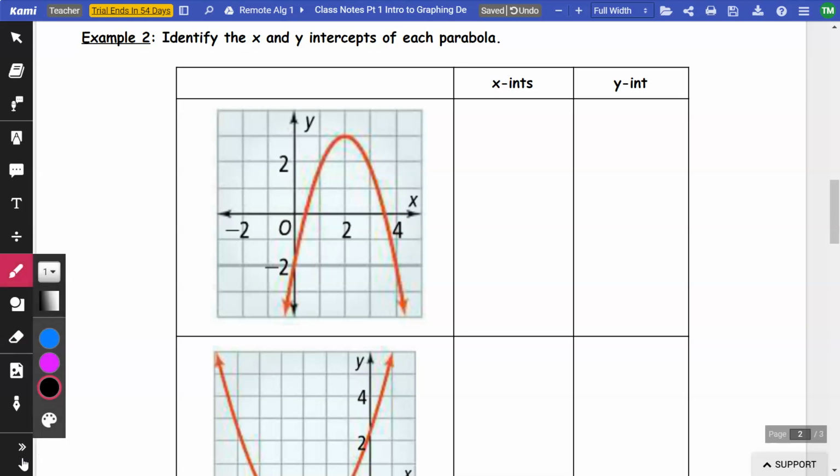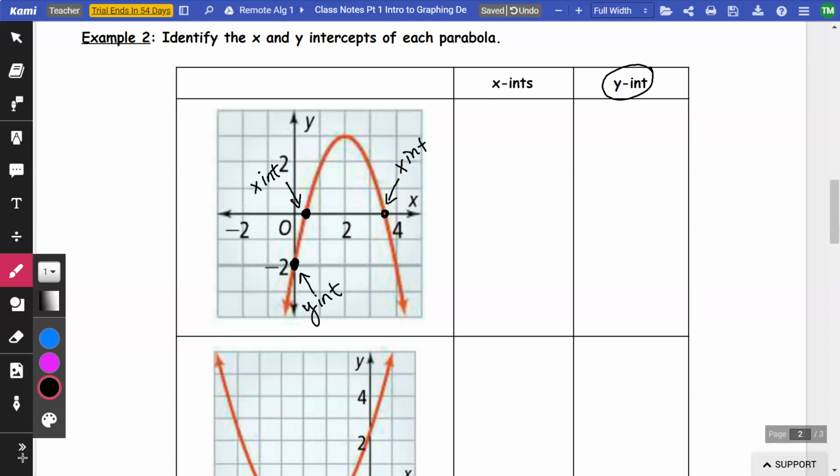So for the x-intercepts, we're looking at where this parabola hits the x-axis. So for our x-intercepts, we have a point here and here. These are my x-intercepts. And then our y-intercept is where we intersect the y-axis. So our parabola intersects the y-axis at this point here.